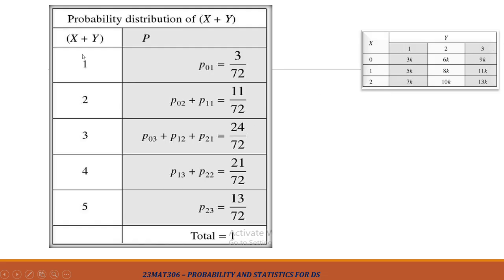That's all. So the values come from 1 to 5. Only those values are coming. Then the probability function: what is x plus y?